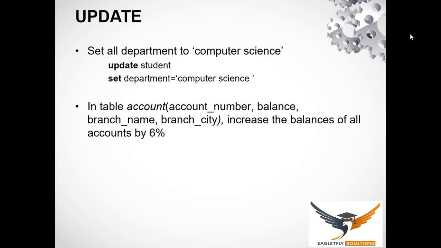For example, if you have banking data with account number, balance, branch name and branch city, and we want to increase the balances of all the accounts by 6%, we need to write update account, sorry, not student, set balance is equal to balance multiplied by 1.06, which means we are multiplying it by 106%, which is a 6% increase in the base value.